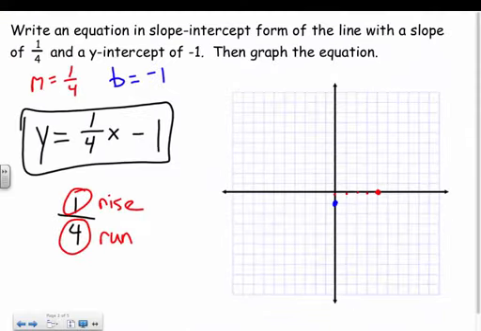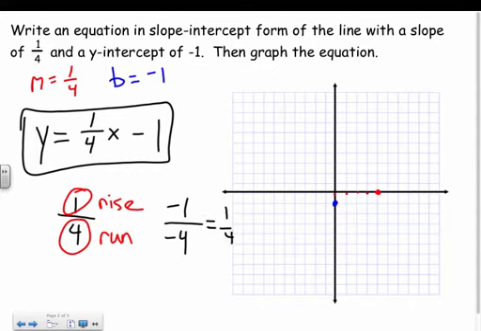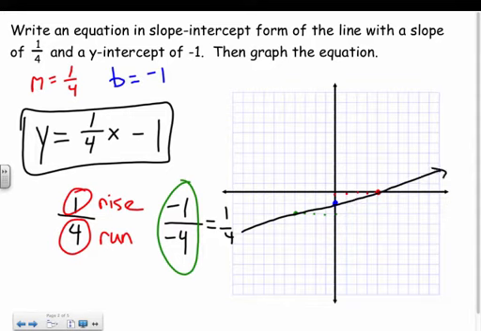I could also go the opposite way. I could go down 1 and left 4, couldn't I? Because what's a negative divided by a negative? Isn't that a +1/4 still? So it's the same slope. So I could also go down 1 and left 4 from the point that I graphed. Down 1, 1, 2, 3, 4, left 4. So there's my line. Boom, and make sure we put our arrows on the end to represent a line, and that's pretty accurate. So we graph the y-intercept and then use the slope to graph.